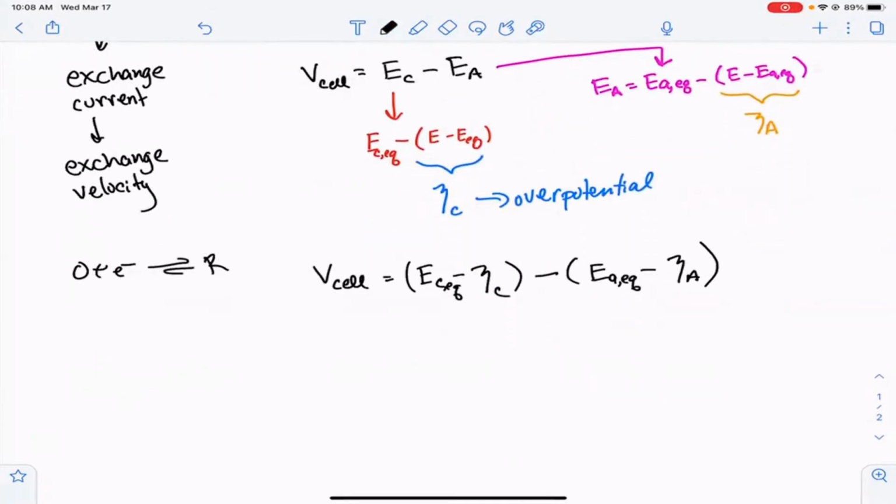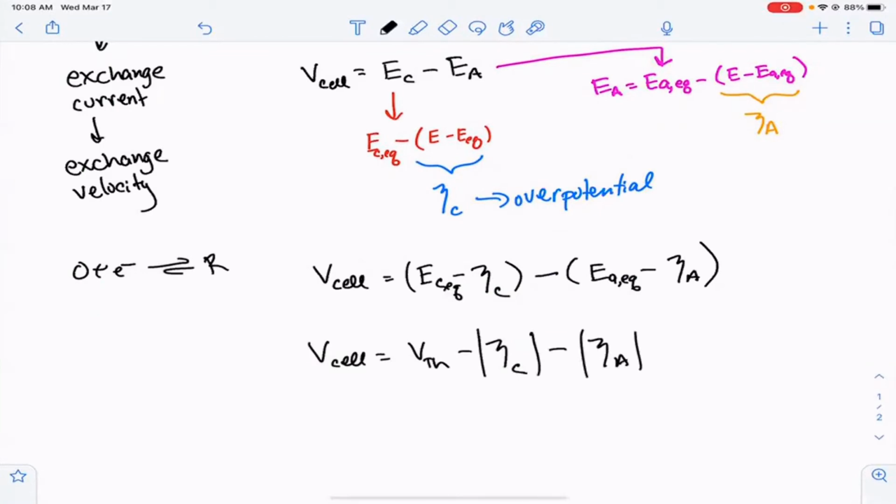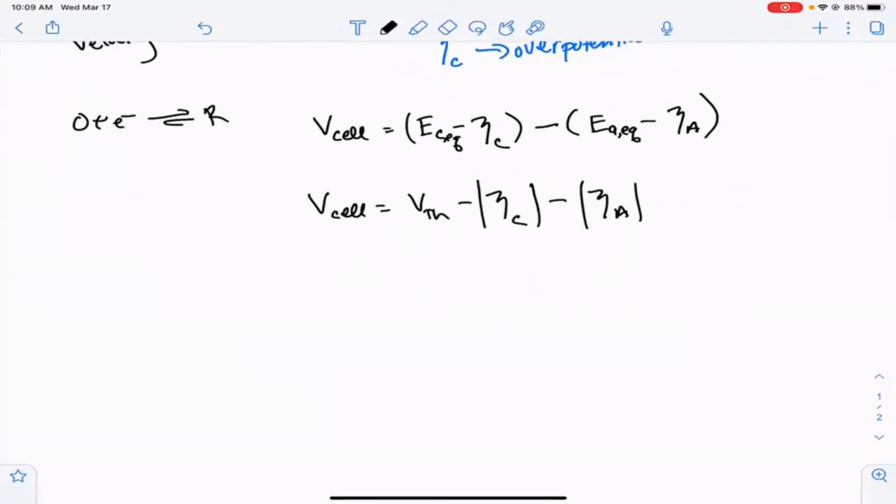And the thing that we then get to is that the cell voltage then equals, if you remember, the cathode equilibrium potential minus the anode equilibrium potential, which is just our thermodynamic voltage. We did that in our last lecture. So this is just the thermodynamically calculated voltage minus the overpotential of the cathode. And a more common way to write this is actually minus the absolute value of these. And we won't get into why in this particular lecture, but it's a little more common to write it this way for a galvanic cell.